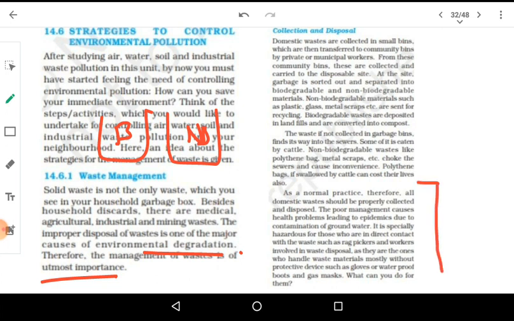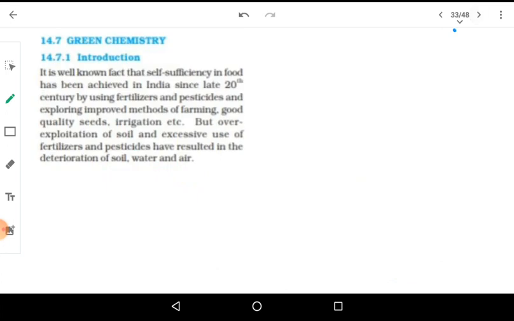Therefore, all domestic waste should be properly collected and deposited. Poor management causes health problems, leading to epidemics due to contamination of groundwater. It is especially hazardous for those who are in direct contact with the waste, such as rag pickers and workers involved in waste disposal, as they handle waste materials mostly without any protective devices such as gloves, waterproof boots and gas masks. So to protect their health also, we have to be concerned, and we have to separate the waste into two. One waste bin should be kept for dumping biodegradable and another for non-biodegradable waste.